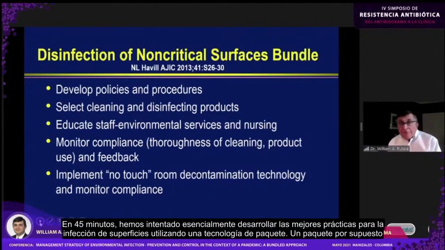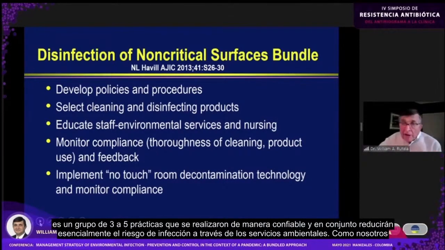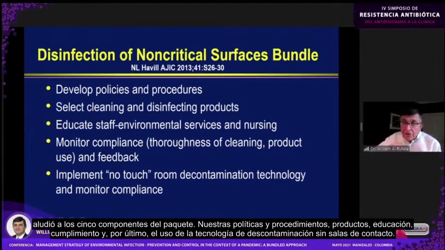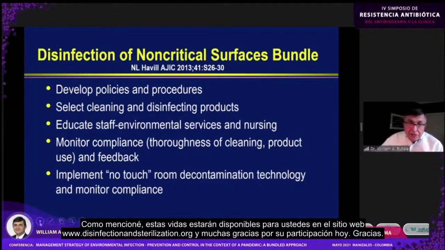So in the last 45 minutes, we've tried to essentially develop best practices for surface disinfection using a bundle technology. A bundle, of course, is a group of 3 to 5 practices that, when done reliably and collectively, will essentially reduce the risk of infection via environmental surfaces. As we alluded to, the 5 components of the bundle are policies and procedures, products, education, compliance, and lastly, using the no-touch room decontamination technology.